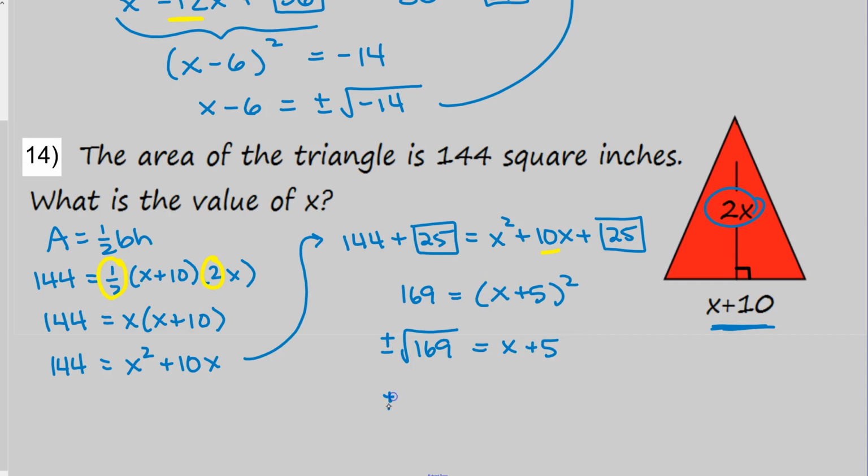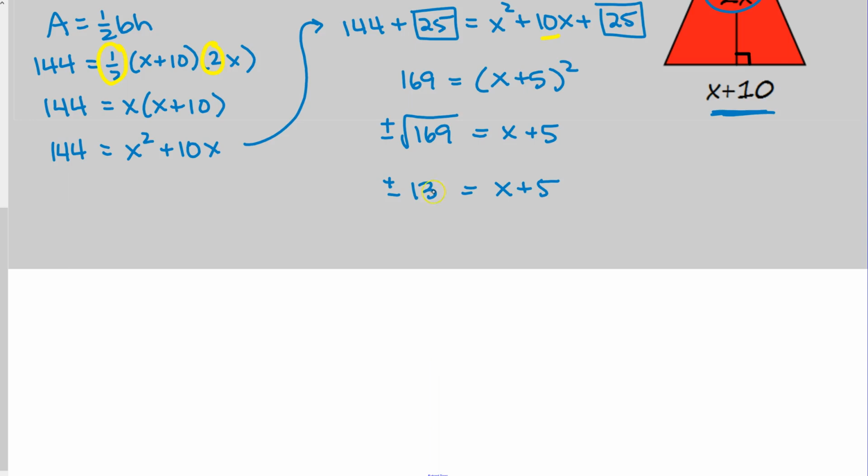Its square root is 13. So we have plus or minus 13 equals x plus 5. So now we're going to subtract 5 from both sides to get x by itself. And I kind of like having my x on the left side, so I'm just going to rearrange it like that. So when we subtract 5, we have negative 5 plus or minus 13.